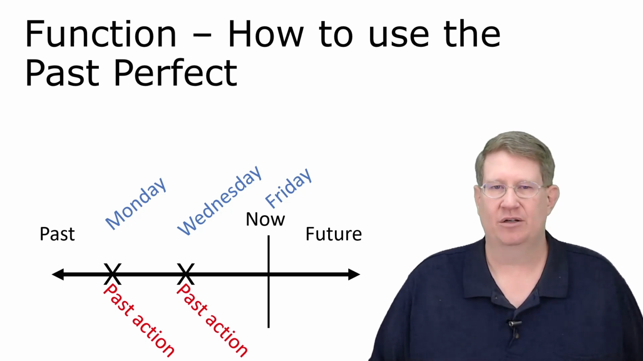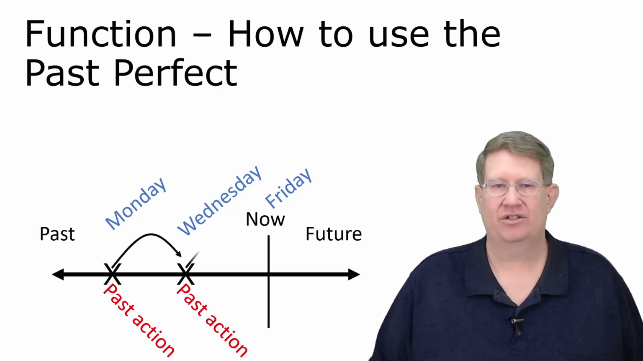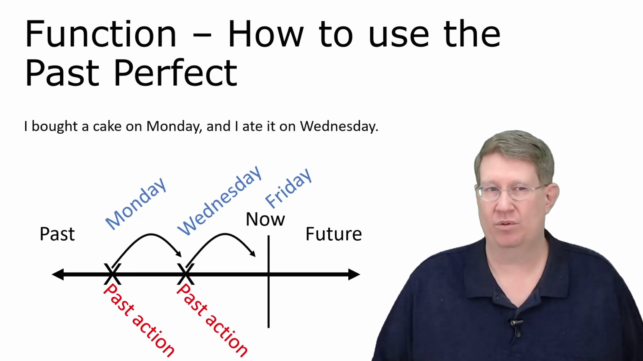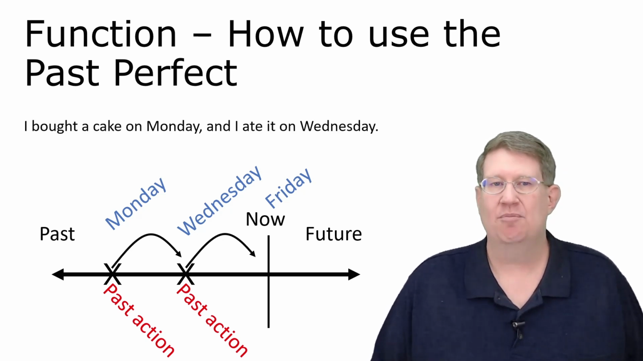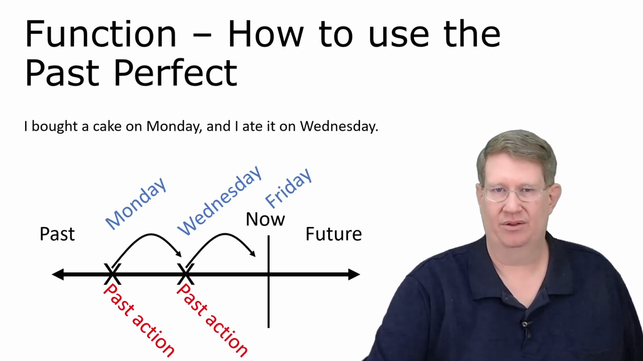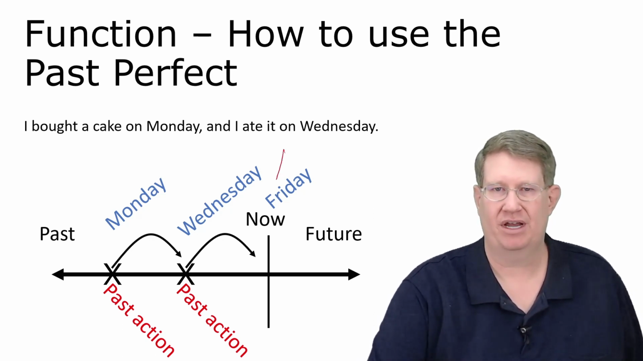All right, let's take a look. Normally, we would tell a story like this, from the beginning to the end. Normally, we would say, for example, I bought a cake on Monday and I ate it on Wednesday. Now, this is today, this is now, this is Friday. Okay, so Wednesday is in the past and Monday is also in the past.